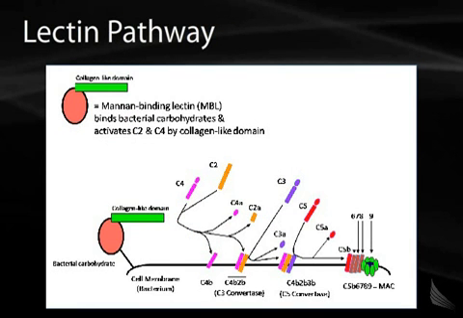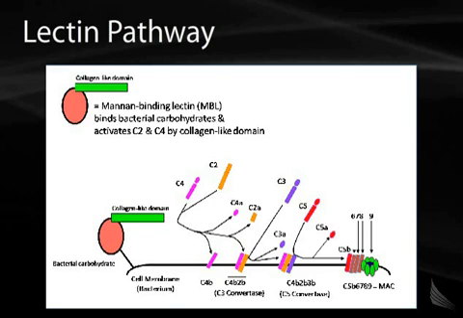The lectin pathway is identical to the classical pathway with the exception of the very first step. Instead of having the antibodies and C1 binding to those antibodies, we have what we call a mannan-binding lectin. This mannan-binding lectin looks for bacterial carbohydrates such as mannose. It binds to the mannose, and on this MBL there's a collagen-like domain that can actually activate C2 and C4. Once we have activation of C4 and C2, then everything else is the same.